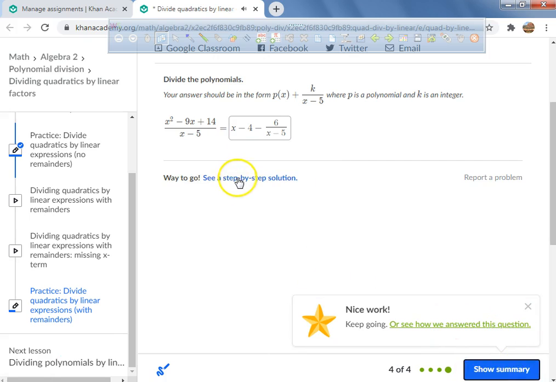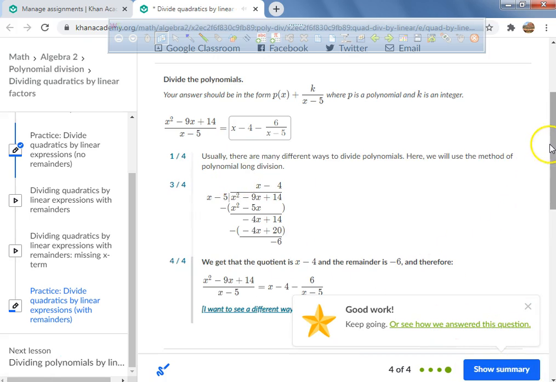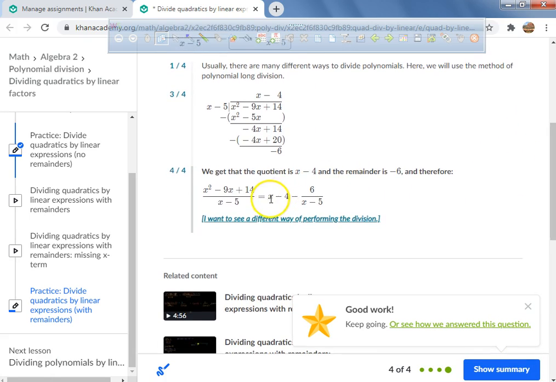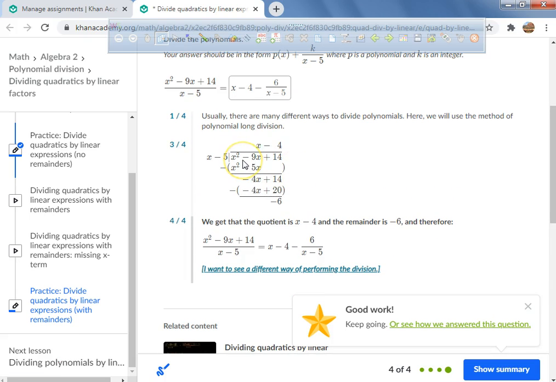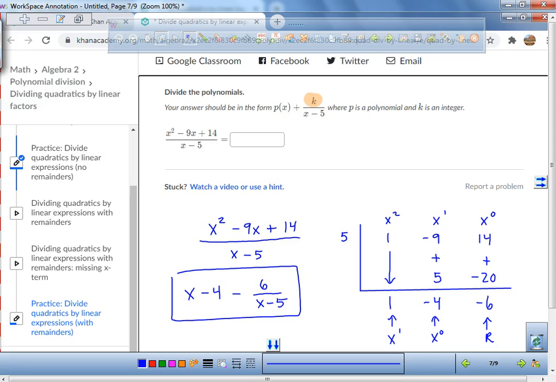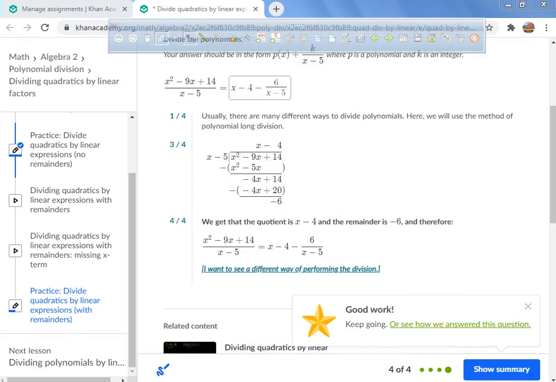Okay, let's see what they did, just out of curiosity. All right, so you guys see what they did? They still did x minus 4 minus a 6 over x minus 5, okay? Whoa, what did they do? Long division. What did we do? Synthetic division. Do you guys see the difference between long division and synthetic division? Which one do you think takes longer? Long division takes longer. Now, remember, synthetic division only works if we have what?